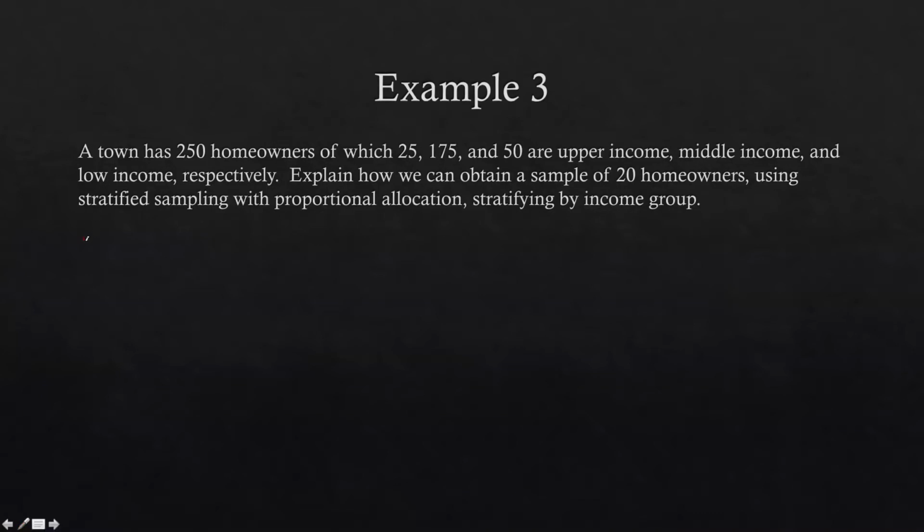Okay, so step one. Step one in stratified sampling is we want to divide the population into subpopulations. Well, this was basically done for us. So we want to find out what our strata are. Our strata in this case are upper, middle, and lower income. So we have three strata.